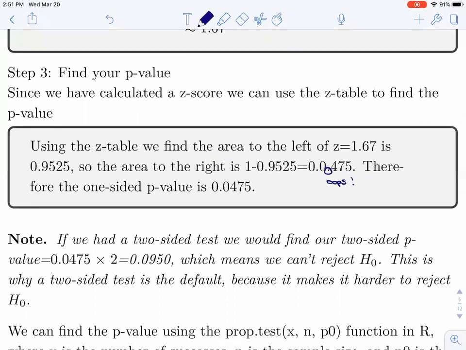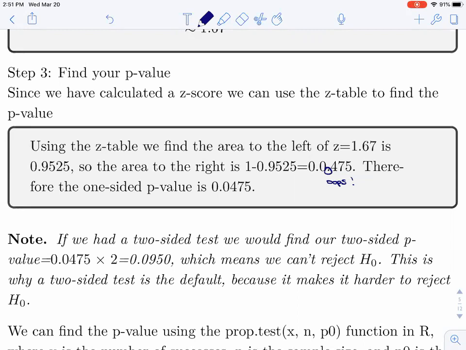It's just 0.0475. Therefore, the one-sided p-value is 0.0475. If you're thinking about your conclusion, 0.0475 is less than 0.05. I didn't give you an alpha level, so it is less than 0.05.